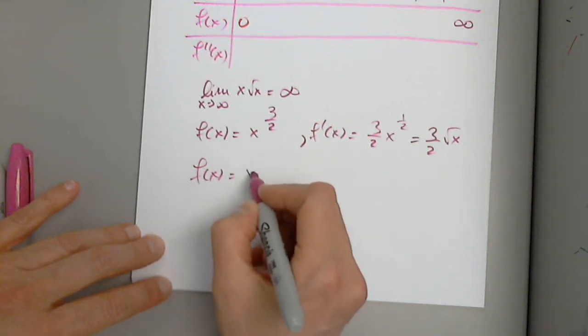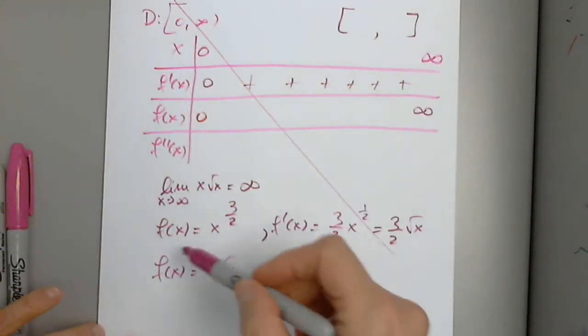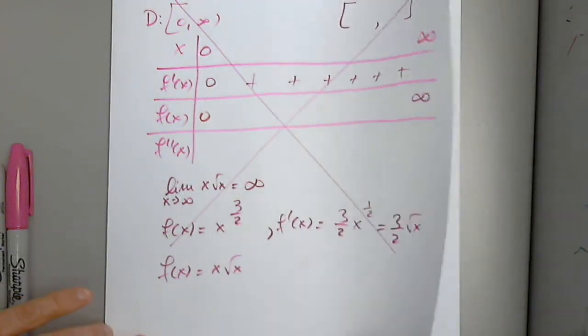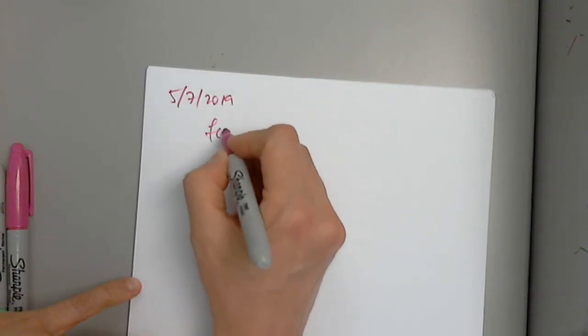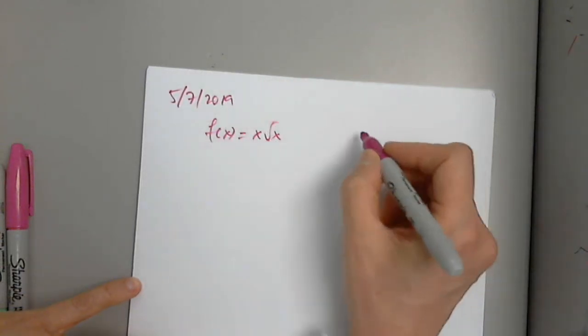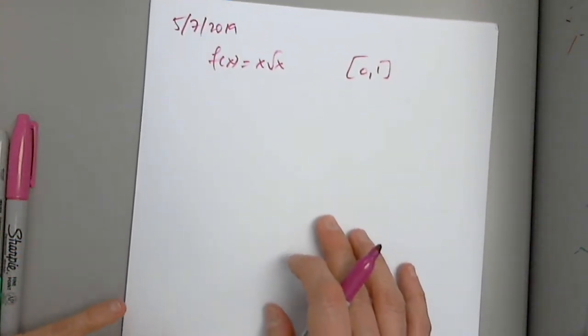Have the function f of x equals x times the square root of x. And so we don't need this. Maybe I should start from scratch. So f of x equals x times the square root of x on the interval 0, 1, I think. Yes, I think it's 0, 1.